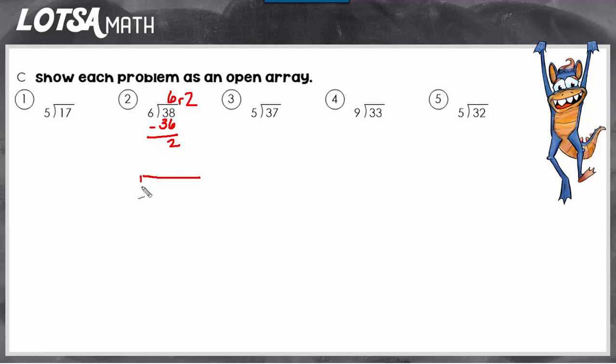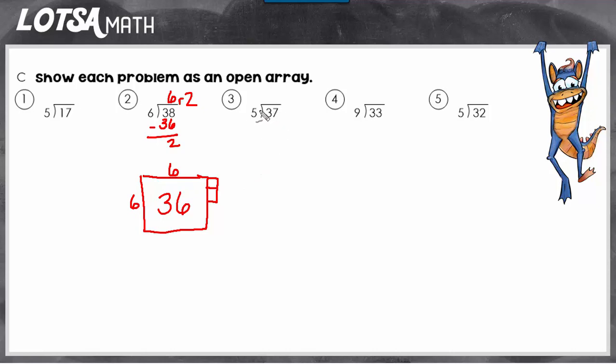So this is going to look like a square, as best as you can get it. One side's going to be labeled 6, and so is the other. And inside are the number of square units made by 6 by 6, which is 36. And we know that we have a remainder of 2, so we're going to have 2 more squares tacked on like this. So now this model shows 36 plus 2, which is 38, divided by 6 equals 6. So let's look at number 3.